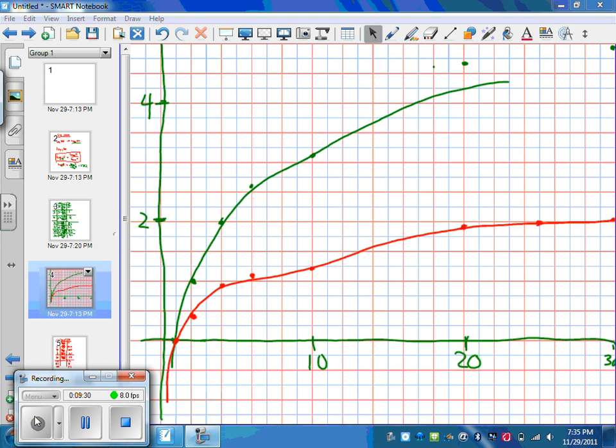So this is similar to what you're doing in your assignment. I believe I have 3 things for you to graph. The first 2 are very similar to this. The last one involves a little bit of thinking.